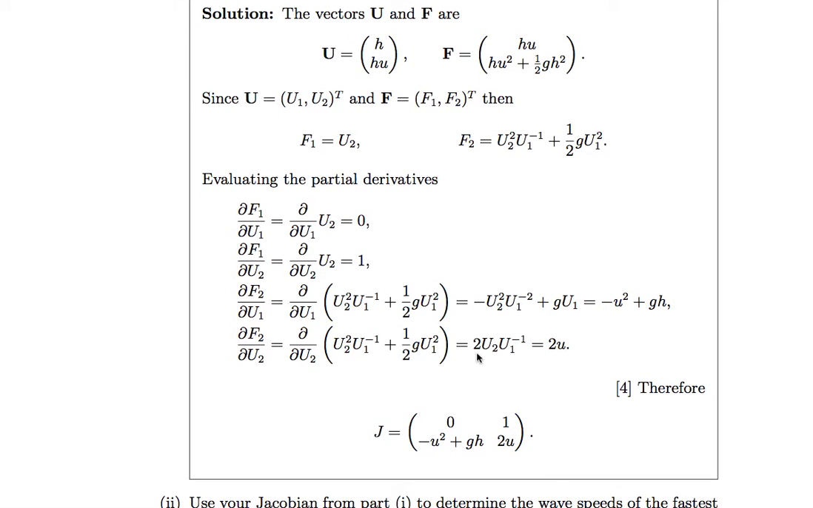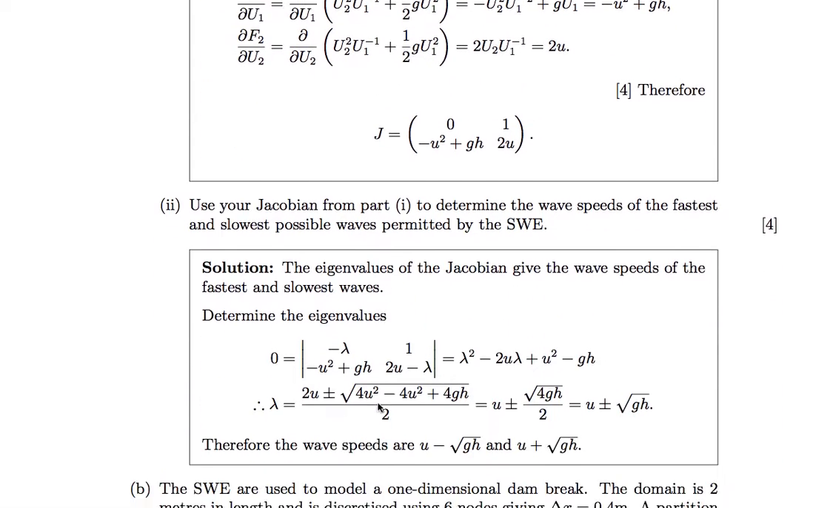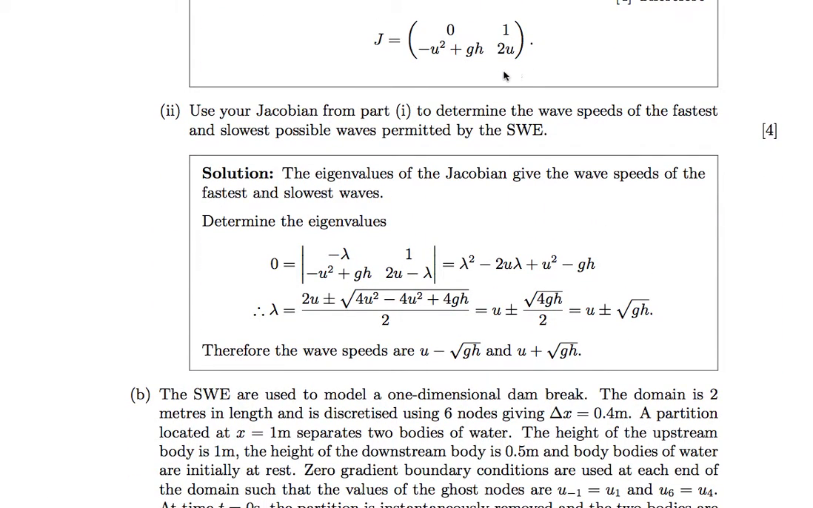Okay, and similar for the derivative of f2 with respect to u2, we've got 2 times u2 divided by u1, which comes out as 2u. So therefore, put all that together, and we have the Jacobian.